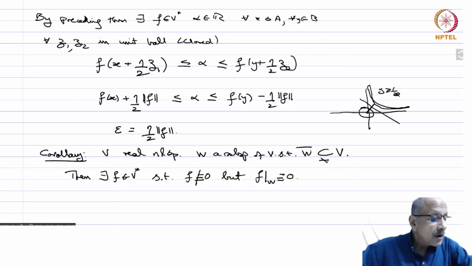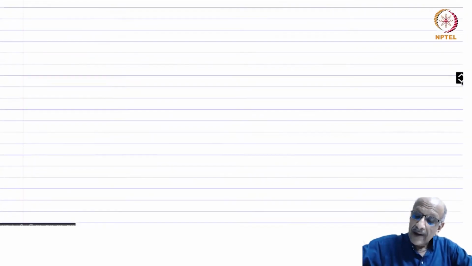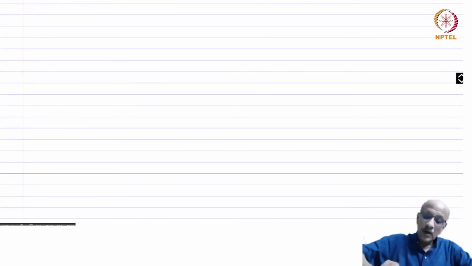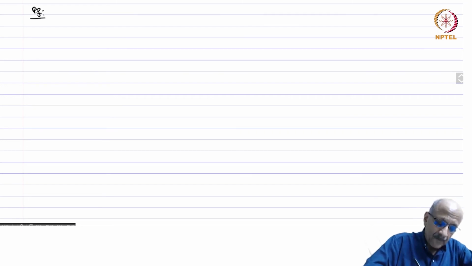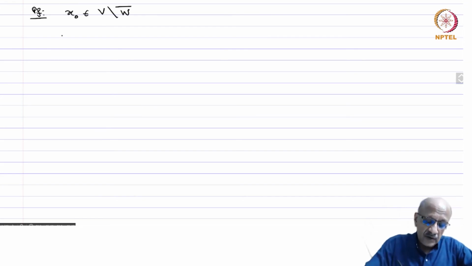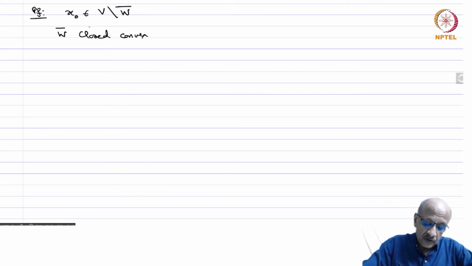Okay, so now let us prove this. Proof. I will come back to the statement and explain how this is a very useful statement. So let us first prove the statement. Let x naught belong to V minus W bar. It's in V but not in W bar. So W bar is closed and convex. It's a closure, so it's closed, and it's a subspace, so it's convex.